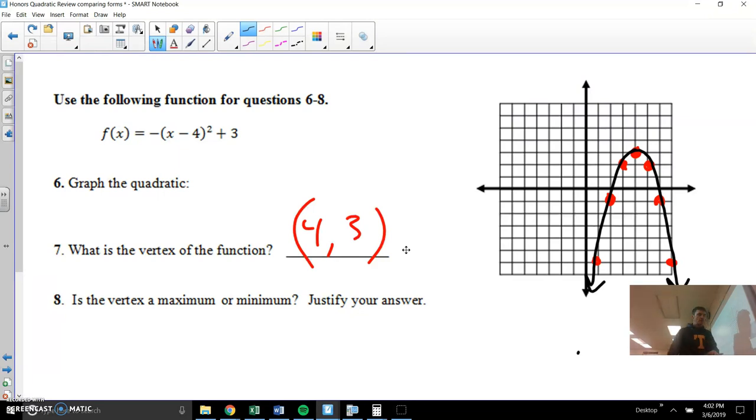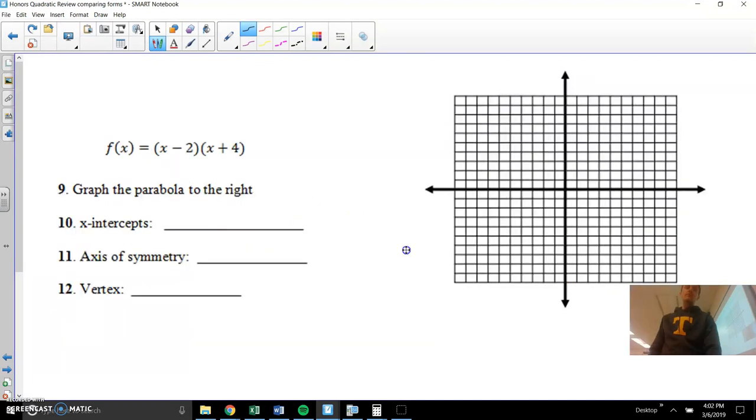down forever. Domain's all real numbers, but it's all values less than 3 for the range because it only goes up to 3. Is this vertex a max or a minimum? It's a maximum. It is a maximum point that we would say that vertex peaks out at the top and then comes back down forever. So in terms of this last one, this is called factored form.